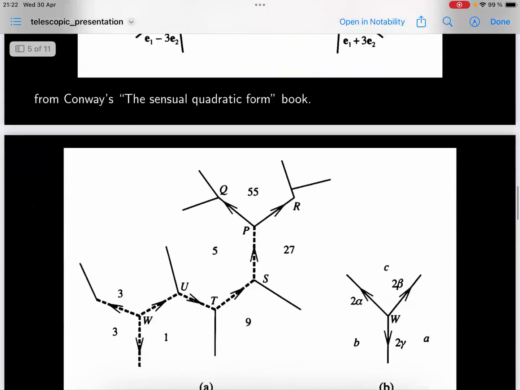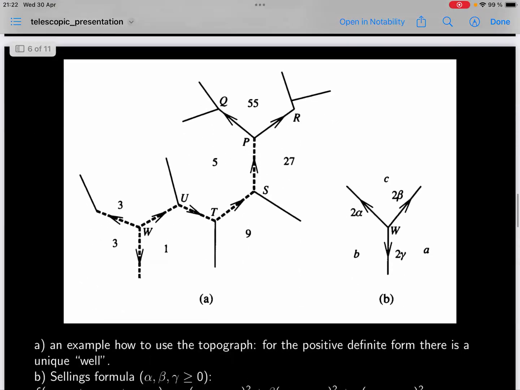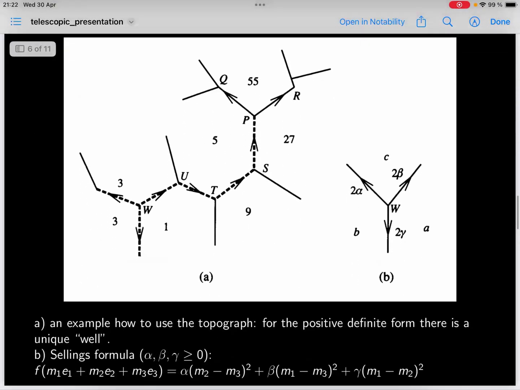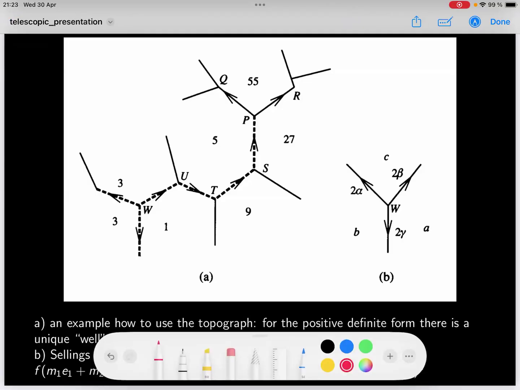Okay, so how to use topographs? I'll just tell briefly, just 2 seconds, about that. Assume that we have a topograph as I have in figure A. So I have some numbers. Those are the values of a certain quadratic form. And then if this form is positive definite, you can actually prove that there always exists one vertex such that all three edges are outgoing. And this vertex is called the well.